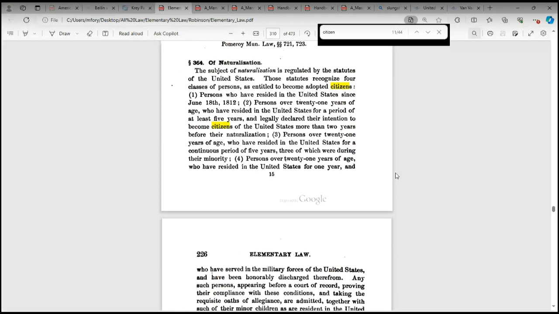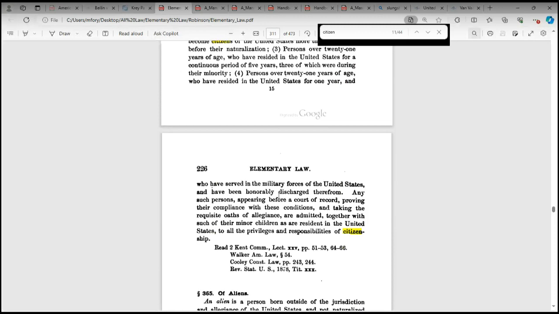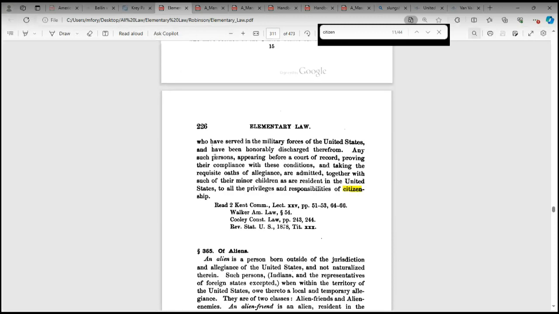Number 3, persons over 21 years of age who have resided in the United States for a continuous period of 5 years, 3 of which were during their minority. Number 4, persons over 21 years of age who have resided in the United States for 1 year and who have served in the military forces of the United States and have been honorably discharged therefrom.